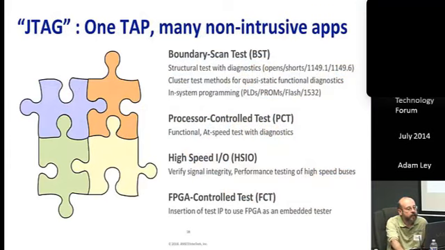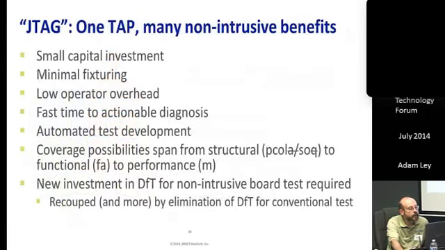Again, I don't want to omit in-system programming. In-system programming is a very key feature that's provided as a core facility for boundary scan test, and also provides the means to implement the FPGA control test. As well, JTAG, the one TAP, provides access to many non-intrusive benefits.